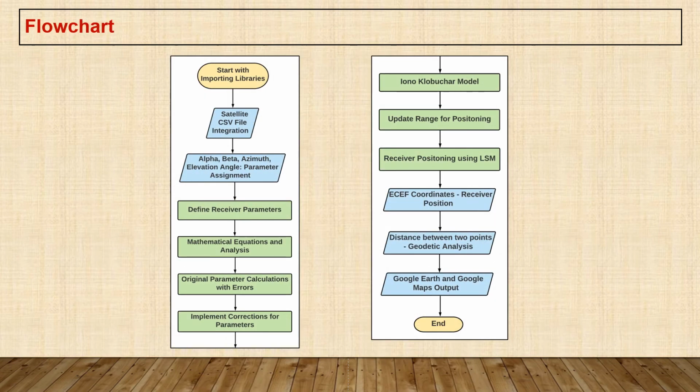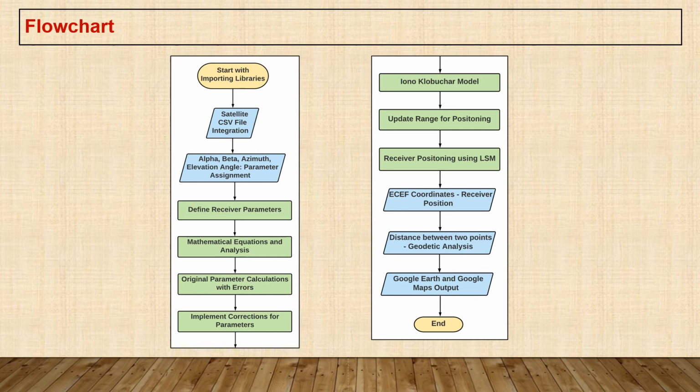This is the general flowchart of the implementation of SPP. After importing libraries and the CSV file integration, the process is started with parameter assignment via angles called alpha, beta, azimuth, elevation, etc. And the file linkage would then be done. The receiver parameters would further be defined and the mathematical equations and analysis process would start.